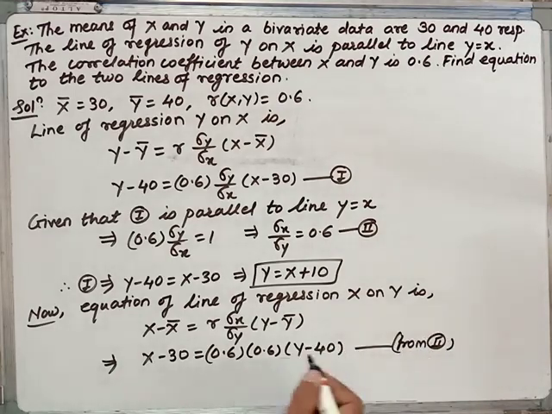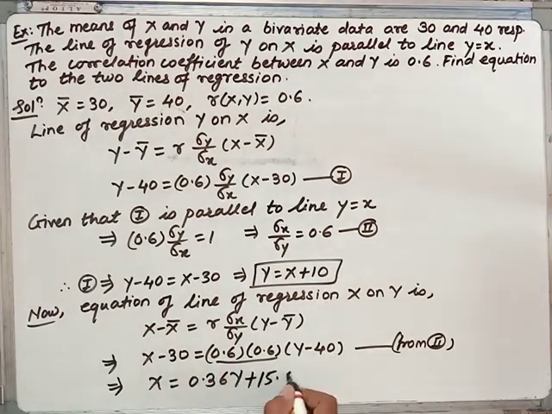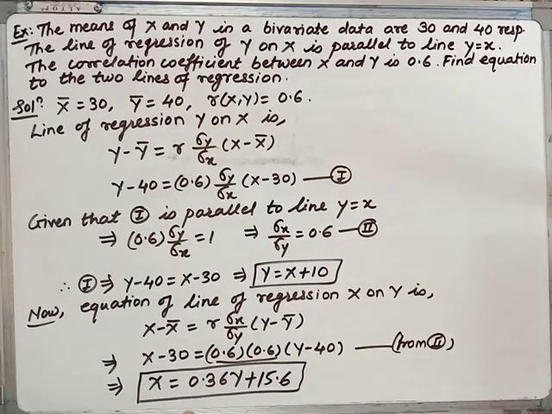I can see, and given things, right? So after simplifying it, we get x is equal to 0.36 times y. This product will be 0.36 multiplied by this. This 30 will come here, 0.36 into 40. That addition will be 15.6. This is the regression line x on y, right? This is y on x. That is the answer of this question.